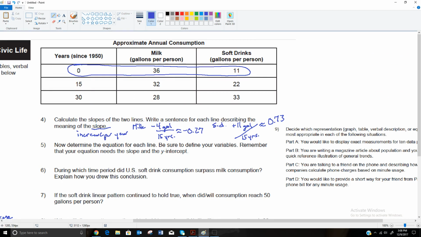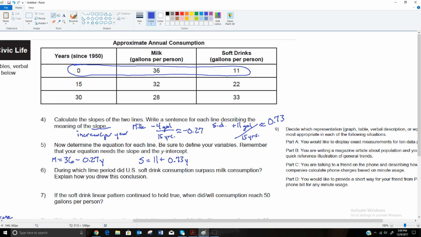So we know for the milk that the amount of milk starts at 36 and then it goes down 0.27 per year. So that's the equation for milk. It's as simple as that. Starts at 36, this is how much it goes down each year. And then for the soft drinks, they start at 11, but they go up 0.73 gallons per year.